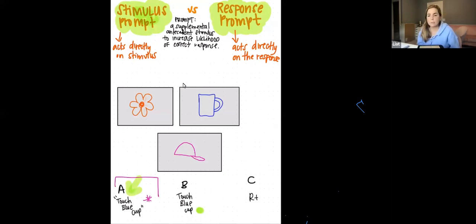Now, a stimulus prompt is when you do something to the actual stimulus, okay? And we have 3 different types that we talk about. Okay, so I'm going to write 1, 2, 3. Can anyone in the chat write down the 3 different stimulus prompts we have?